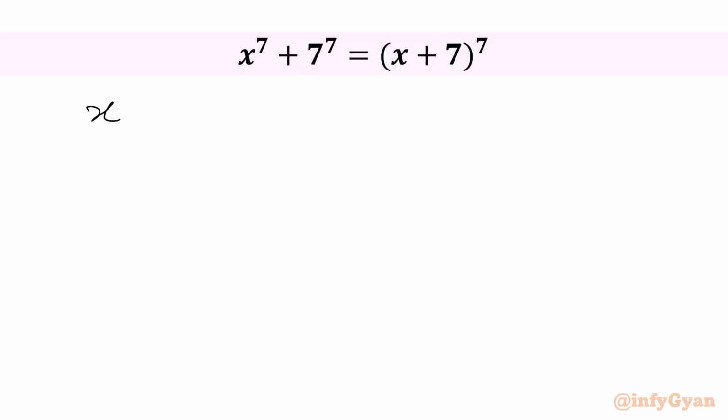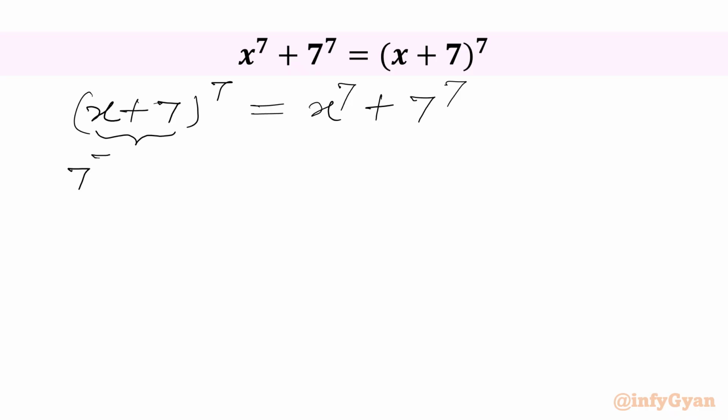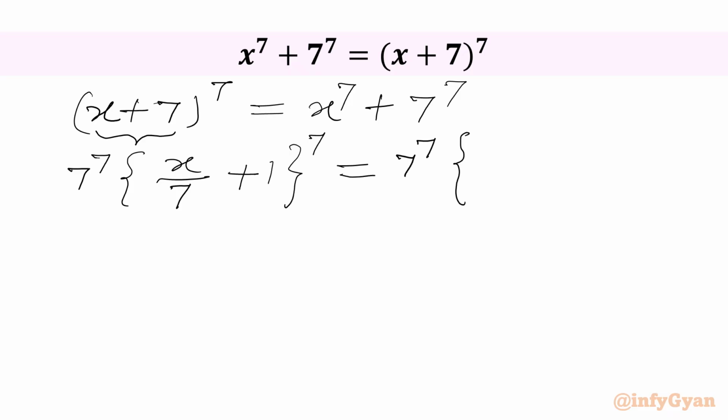So I will write our equation (x + 7)^7 = x^7 + 7^7. Now I can take 7 common from this bracket. It will come out as 7^7. So in the bracket we have to write (x/7 + 1) and then we will put power 7. Similarly from the RHS, 7^7 is common. So in the bracket we need to write x^7/7^7 + 1. Now we can cancel or divide by 7^7 on both sides.